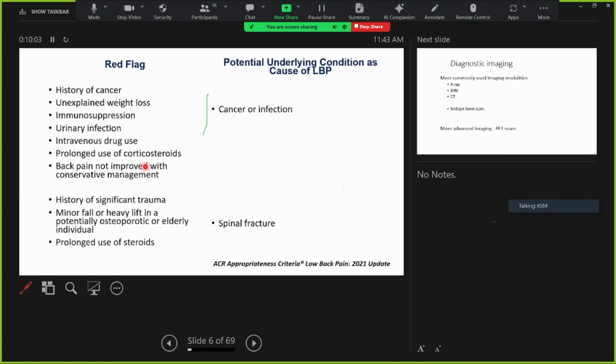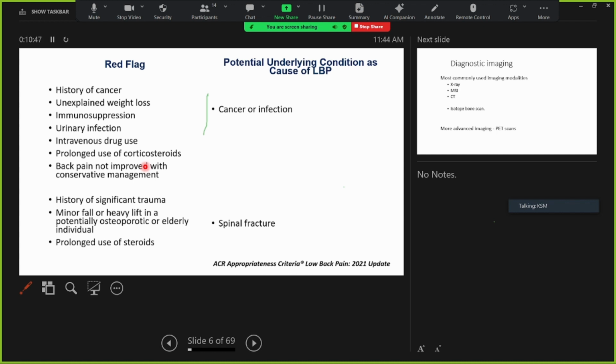So what are the red flag signs? That means when these symptoms or signs are there, that means there's something underlying which is causing backache. This is not just a simple backache. Like cancer or infection, one of the underlying causes which can give rise to backache. Like from the history, you can get whether there's a history of malignancy, unexplained weight loss, whether the patient is on immunosuppression, urinary infection, intravenous drug use, or patient is on a long-term steroid treatment, and back pain is not improving with conservative management. So that is one of the indications that we have to go for imaging.